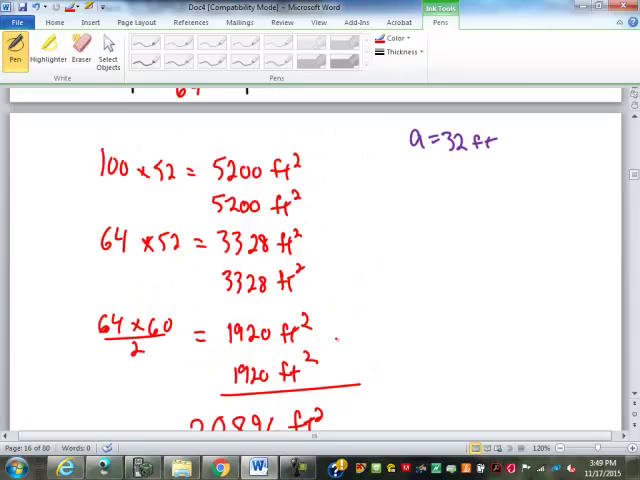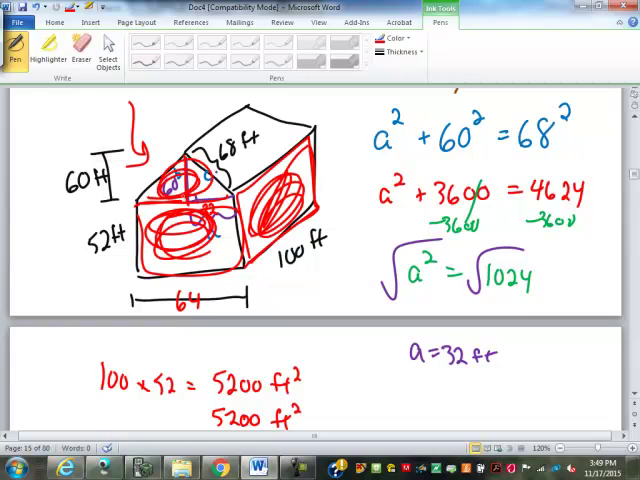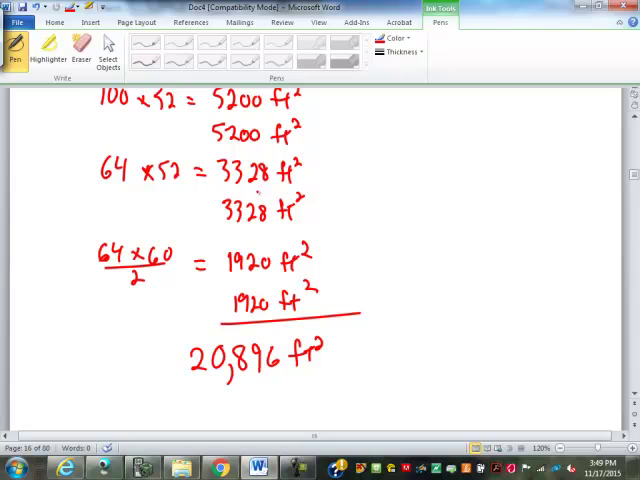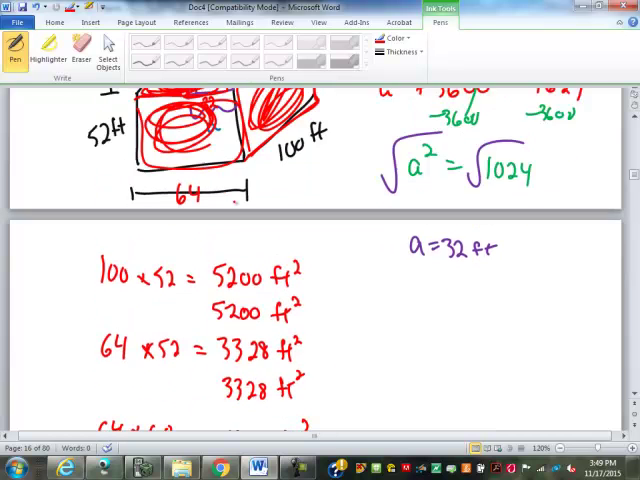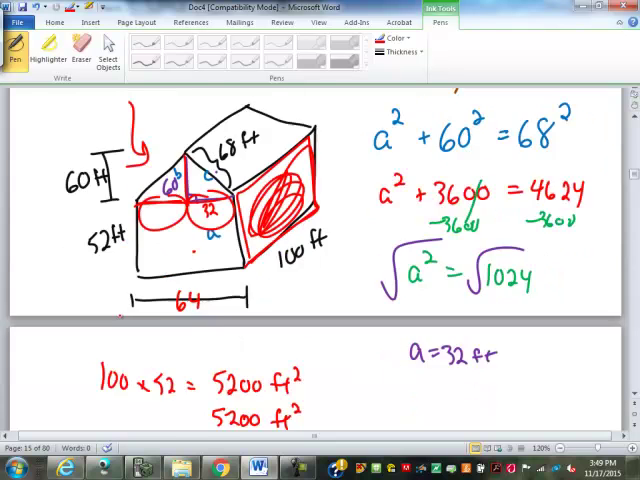Off of the picture up here. So this is 100 by 52 is this side here. The 64 by 52 is this rectangle. And then the 64 by 60 is this triangle. The total, 20,896. That was this triangle here. We got this piece here was 32, so then you doubled that to get 64. The area would be in feet squared, yes.